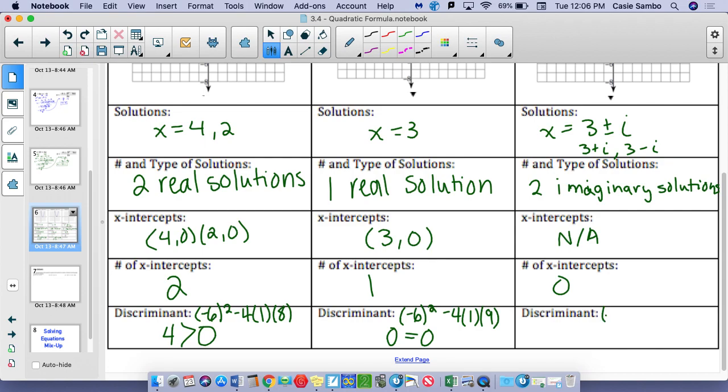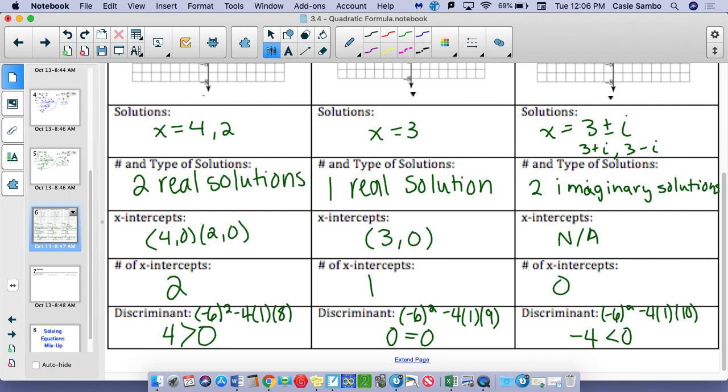Lastly, we have the discriminant of negative 6 squared minus 4 times 1 times 10, which gave us negative 4, which is less than 0. Anytime our discriminant is less than 0, we're going to have 2 imaginary solutions and no x-intercepts.